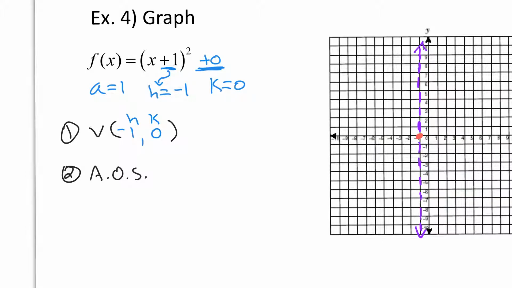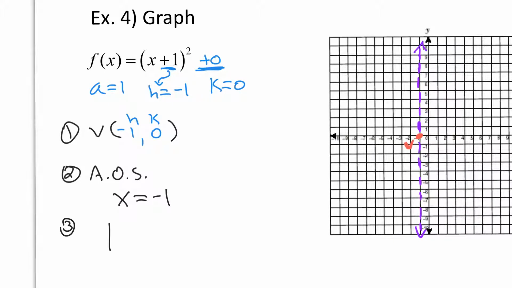Let me just label the vertex for you. Right here, there's the vertex point. The equation is x equals your h number. So the h value is -1, and the axis of symmetry is at x equals -1. And then you move on to step number 3.